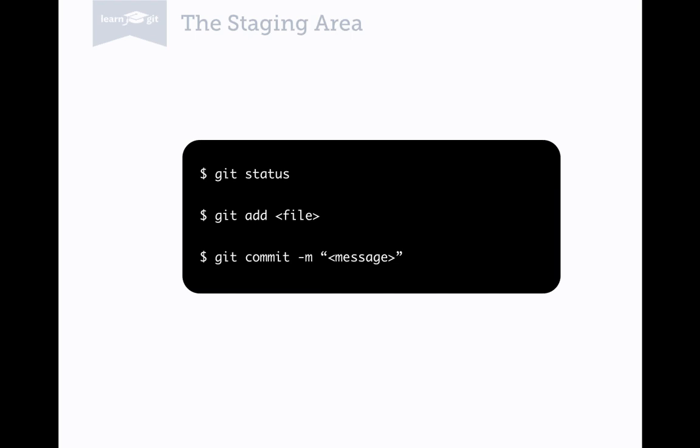So let's look at all of this in practice on the command line in real life. And we'll look at the git status command, the git add command, and the git commit command.